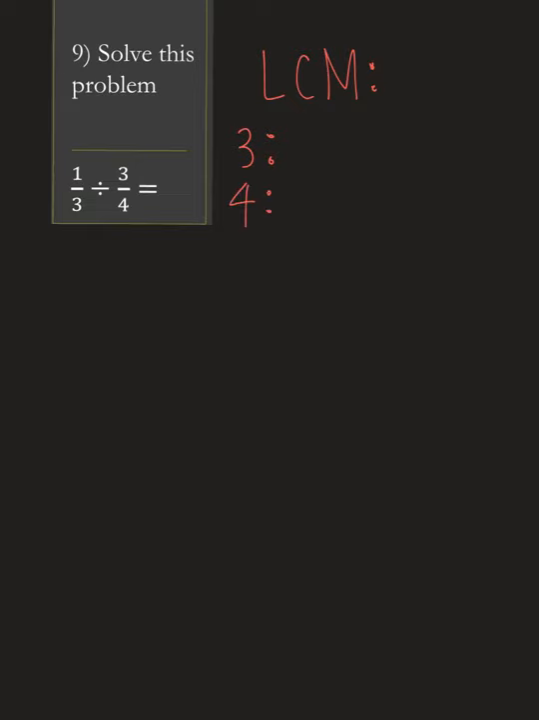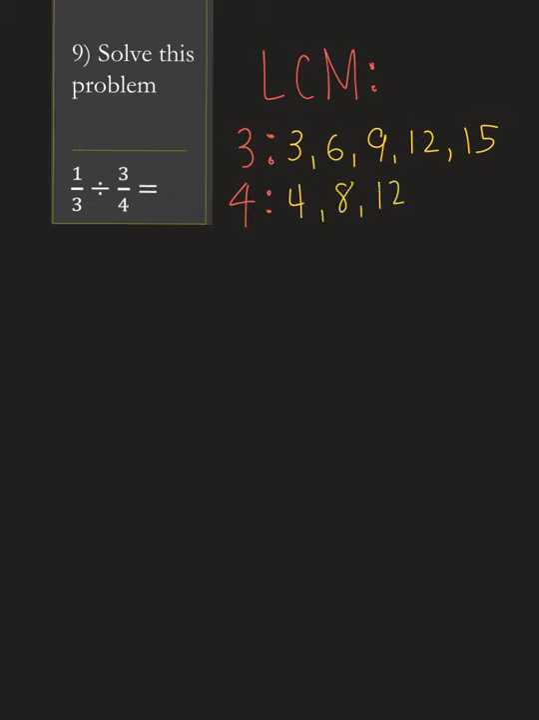So I'm going to list my multiples of 3. That would be 3, 6, 9, 12, 15. And then list my multiples of 4 until I find a number in common. So 4, 8, 12.